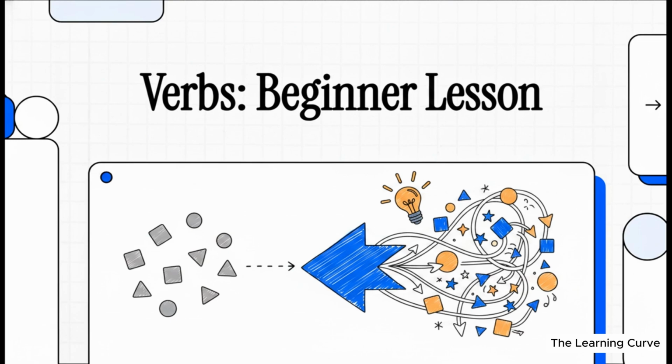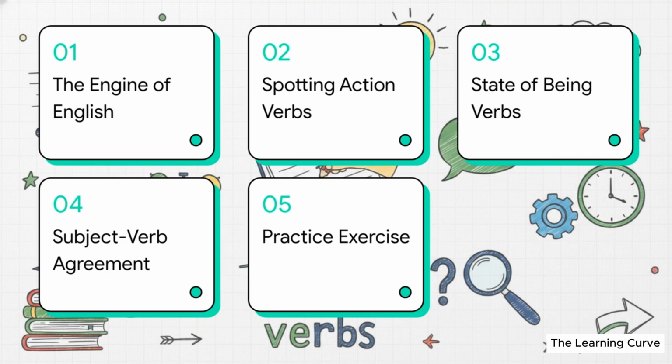Let's get into it. Here's our quick roadmap for today. First, we'll look at verbs as the engine of English. Second, spotting action verbs. Third, state of being verbs. Fourth, the basics of subject-verb agreement. And finally, an interactive practice exercise.